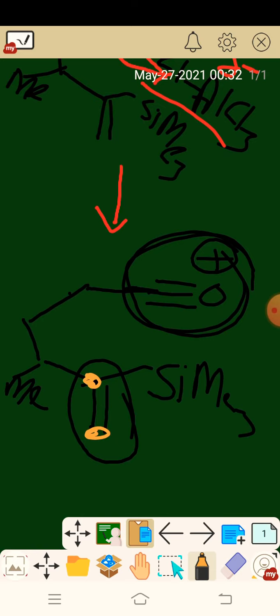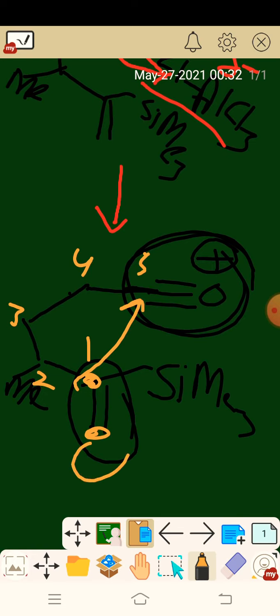If it attacks from this side, the ring formed is 1, 2, 3, 4 and 5. There is a possibility to attack from this side, where a 5-membered ring is possible, and from the other side there is formation of the 6-membered ring.